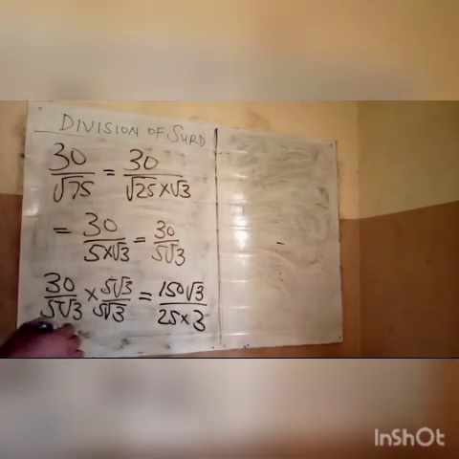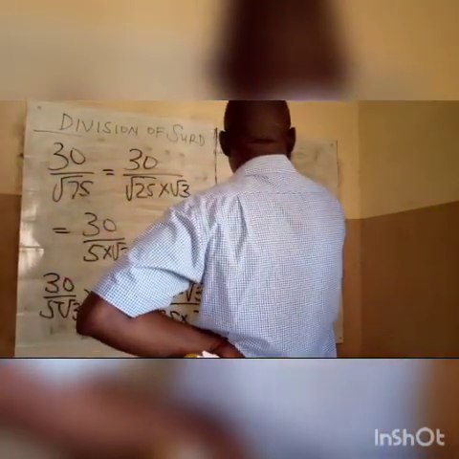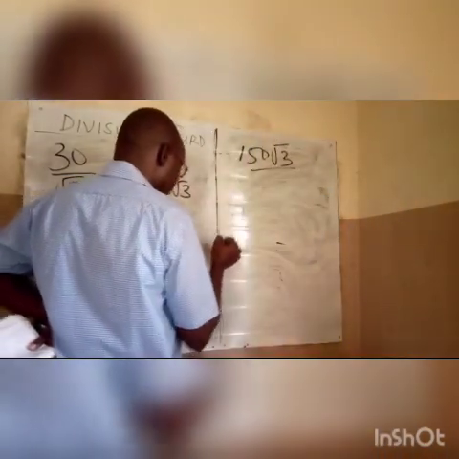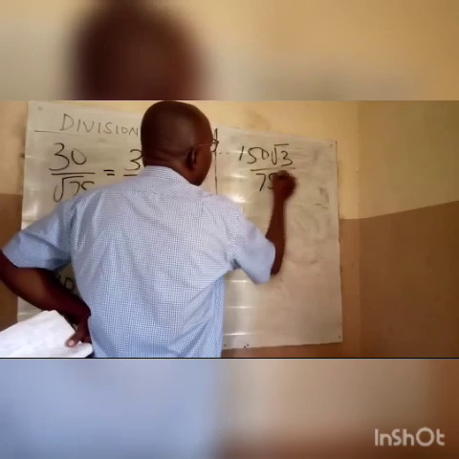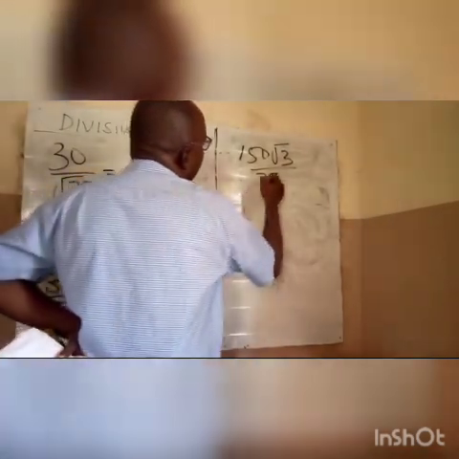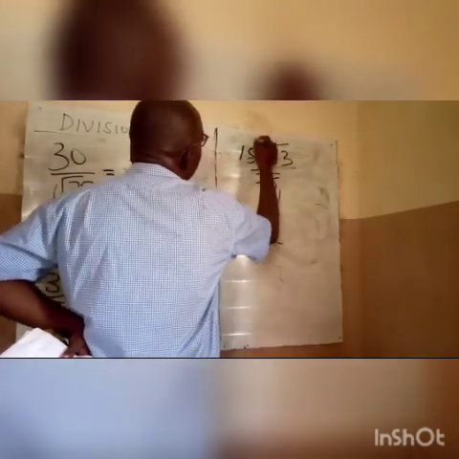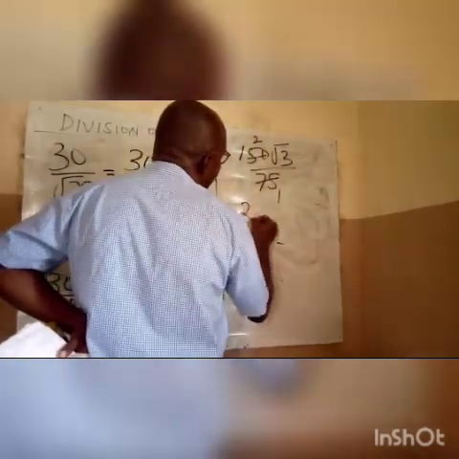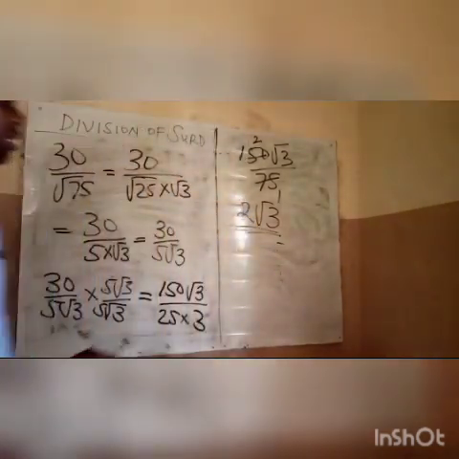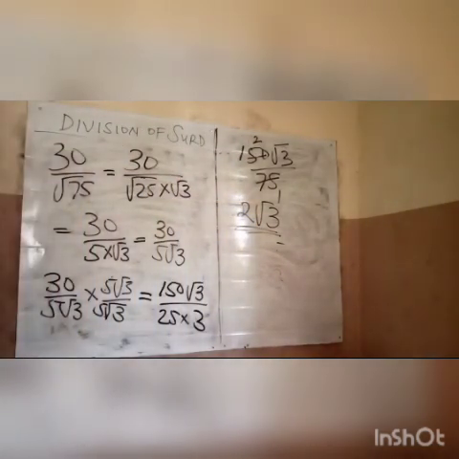So what we are going to have now is 150 root 3 divided by 75. You can simplify it further. 75 divides itself once, and 150 will give you 2. So you now have 2 root 3 as your final answer. That's the final answer.